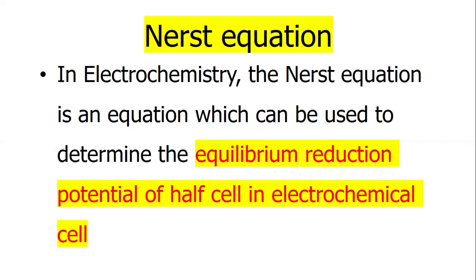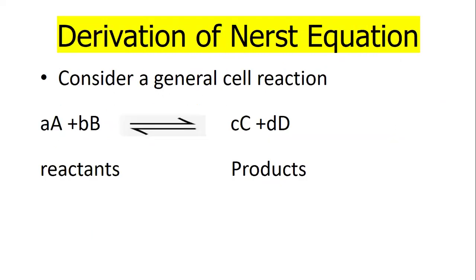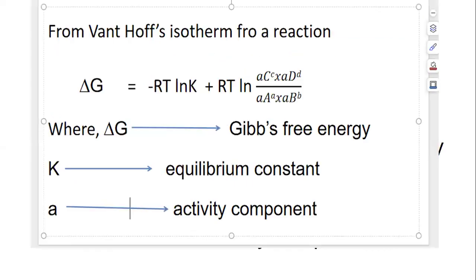Nernst equation. In electrochemistry, the Nernst equation is an equation which can be used to determine the equilibrium reduction potential of a half cell in an electrochemical cell. Derivation of the Nernst equation: consider the general cell reaction aA plus bB gives cC plus dD, reactants to products, from Van 't Hoff's isotherm for a reaction.